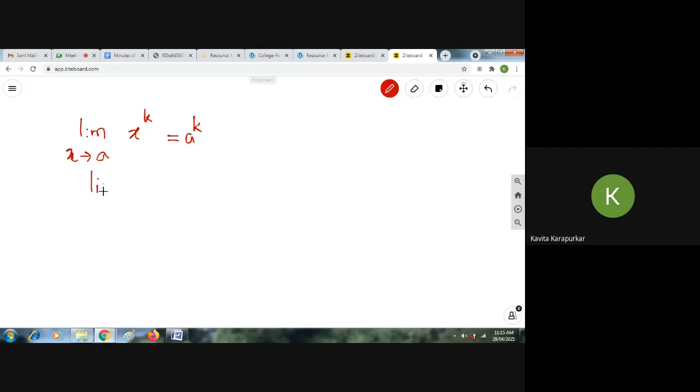Similarly, limit x tends to a of any kx is k into a. Again, just replace x by a.